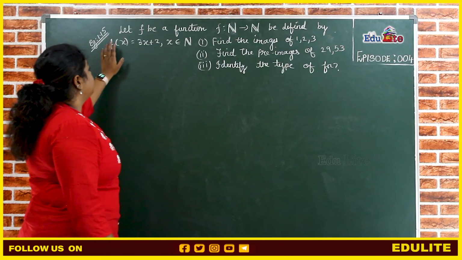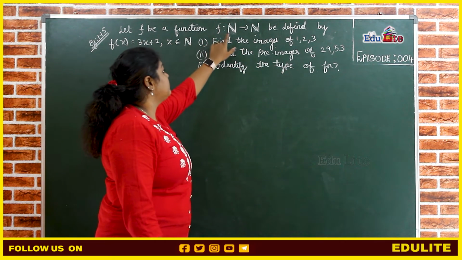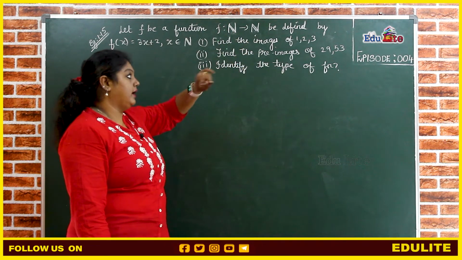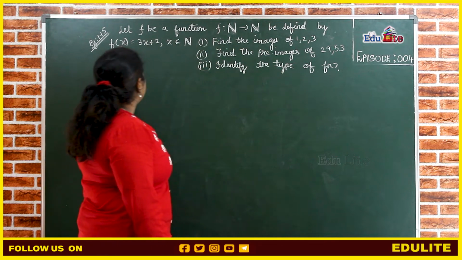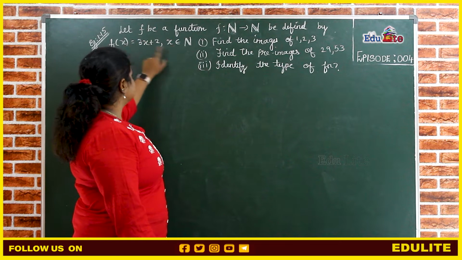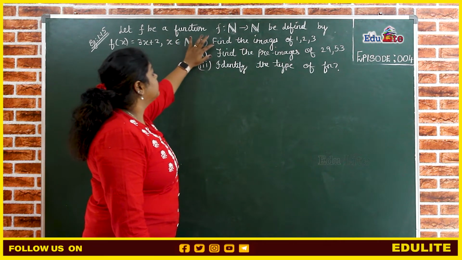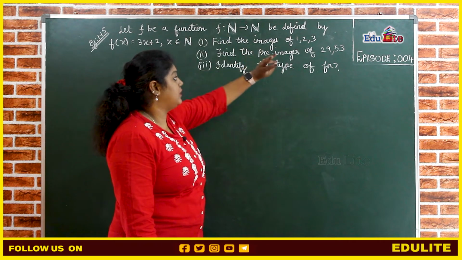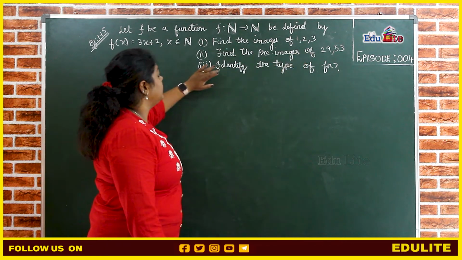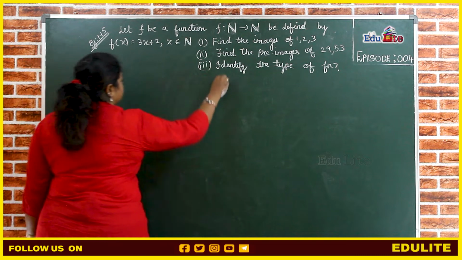So in example 1.15 it is given as: let f be a function, and f is a mapping from the natural numbers to the natural numbers. What does it mean? Natural numbers start with 1. Let it be defined by f of x, the function f of x is given as 3x plus 2, for every x that is a natural number. We are asked to find three things. The first one is to find the images of 1, 2, 3, the second one is to find the pre-images of 29 and 53, and the third one is to identify which type of function is given. We will do one by one.